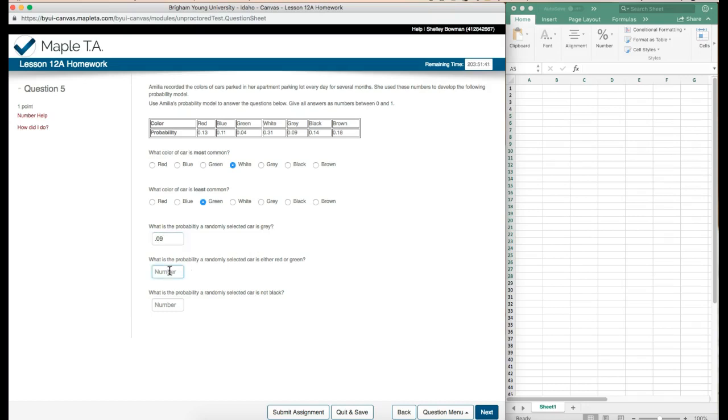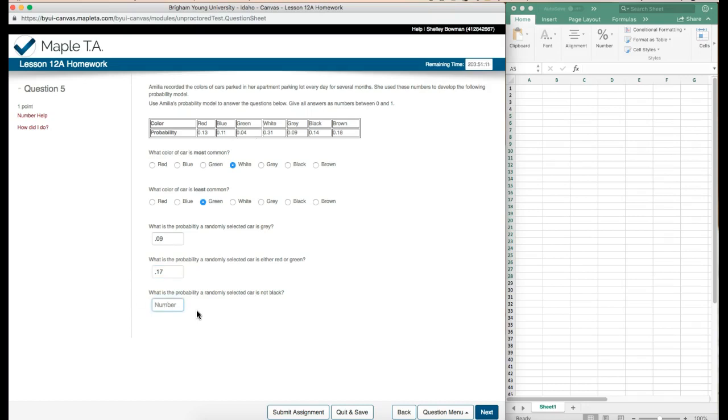The next one was the probability a randomly selected car is either red or green. So I have red here of 0.13 or 13%, and green is 0.04 or 4%, however you want to think about it. If I add those together, that means that I have the probability of red or green. So 0.13 plus 0.04 gives me 0.17.